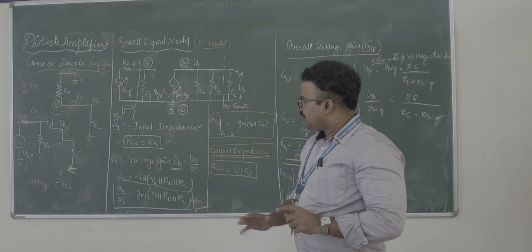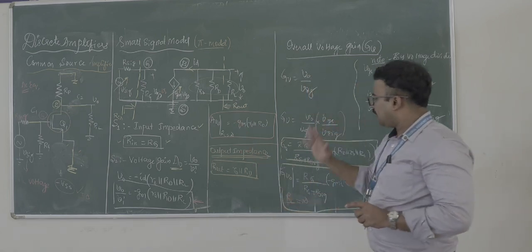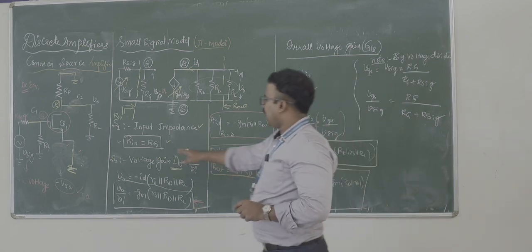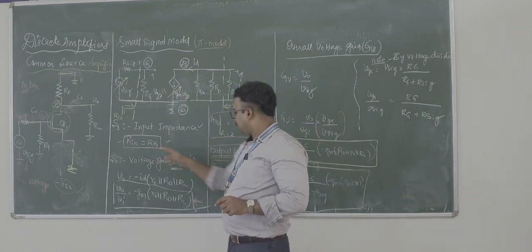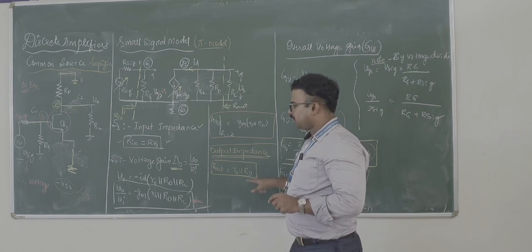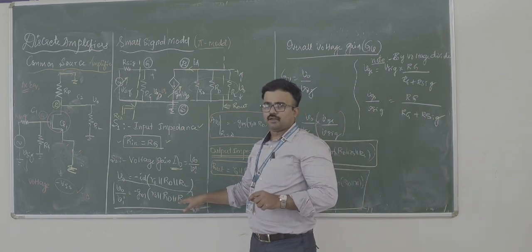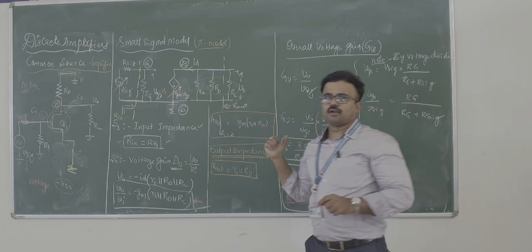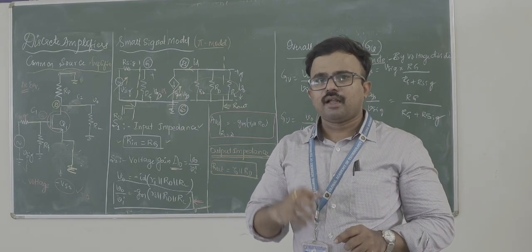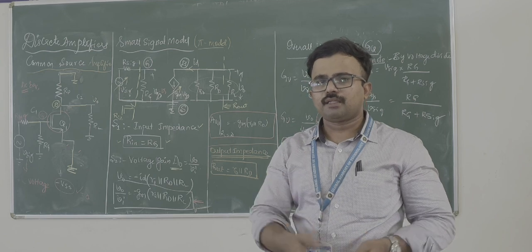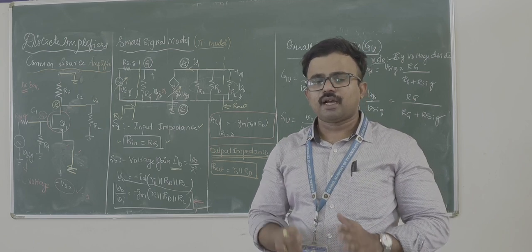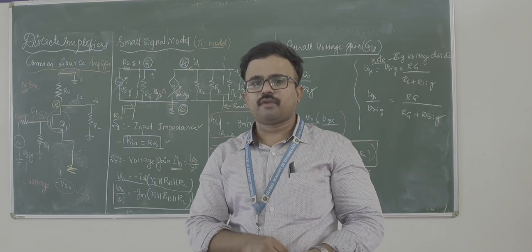Finally, to review, the common source amplifier has high input impedance, which is equal to RG, usually in terms of megaohms, a moderate output impedance, good voltage gain, and the overall voltage gain. These points are required when you are writing the comparison among different types of amplifier.